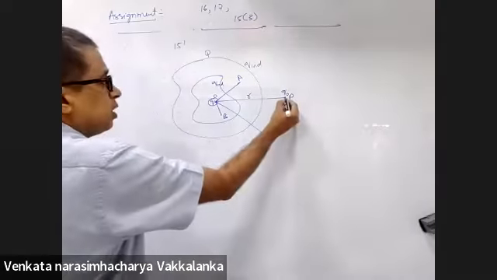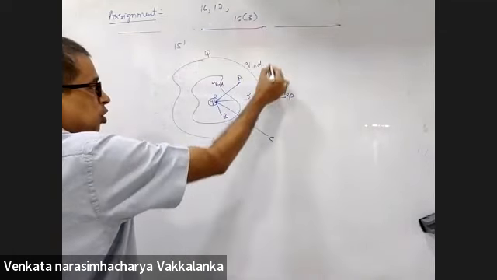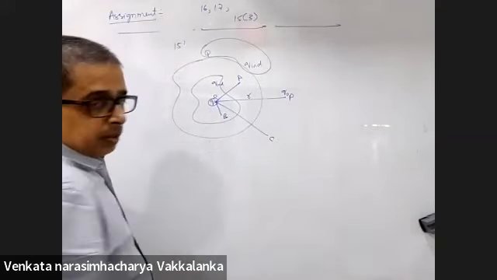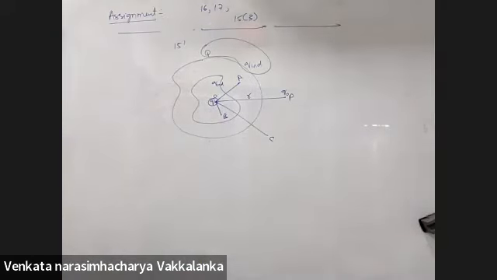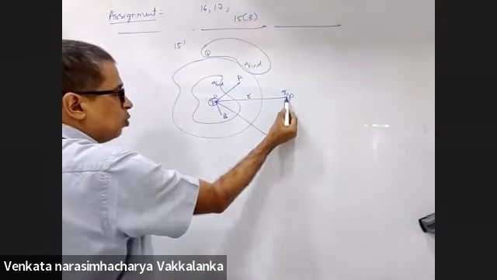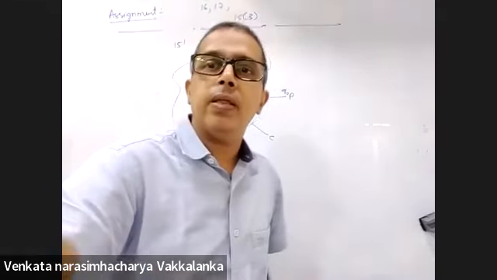You have Q naught. You have Q induced on the outer surface. Net total, I will take Q induced. Right? Now, this net total Q induced plus Q naught should give me 0 here. Yes, sir. Listen to me carefully. 1 second.